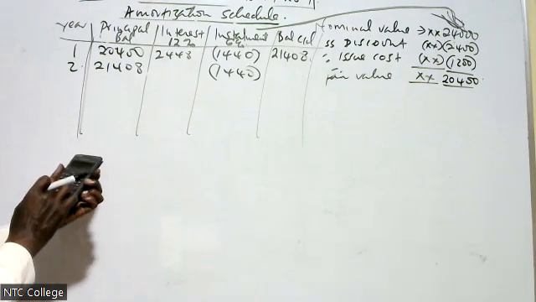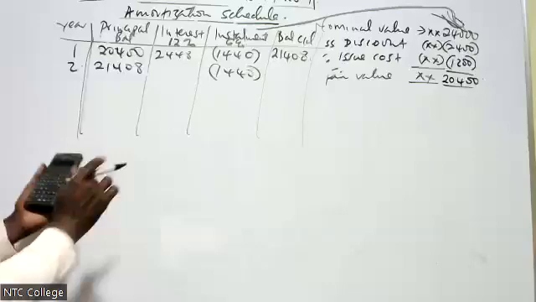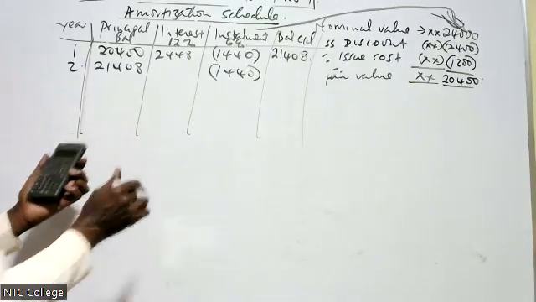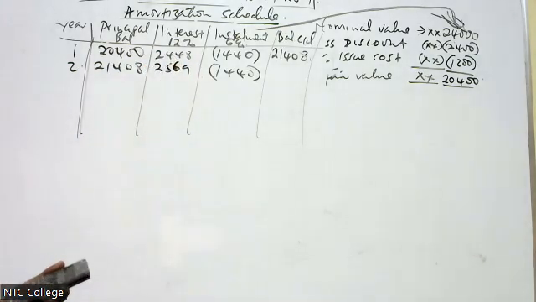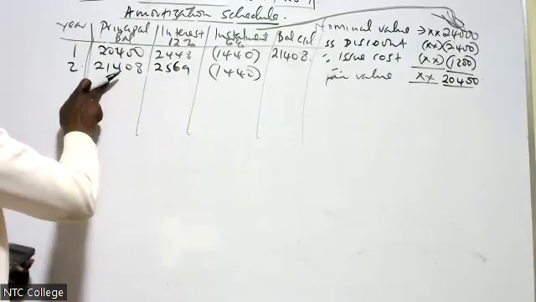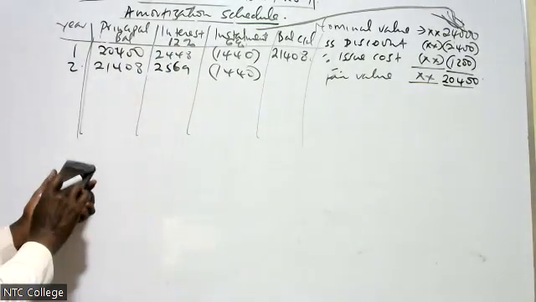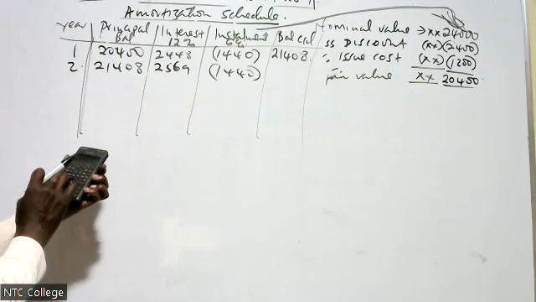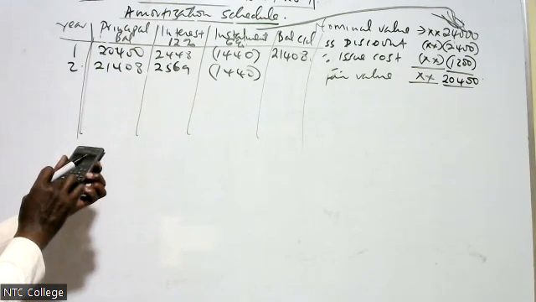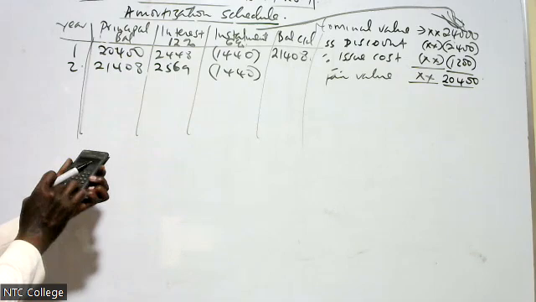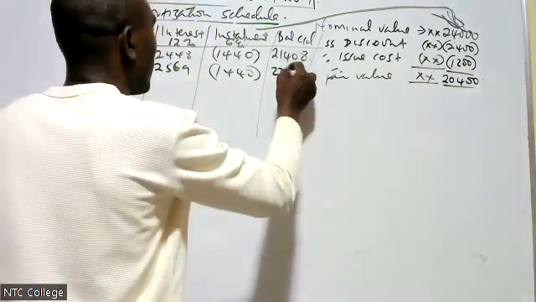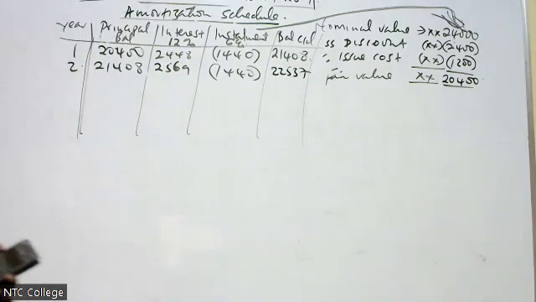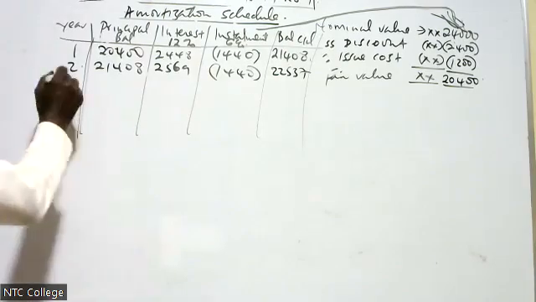Then the second one is 12% times the opening balance, 21,408. I'm getting 2569. I have rounded off. Examiner said that you round off to the nearest. Therefore, I have rounded off. Then I take 21,408 plus 2569 minus 1440. I get 22,537. That's my closing balance there, the balance carried down. Then I come to year 3.